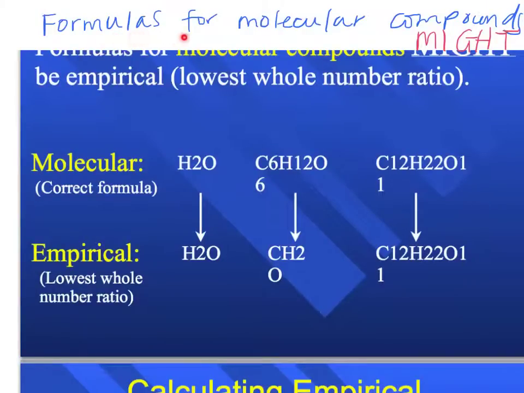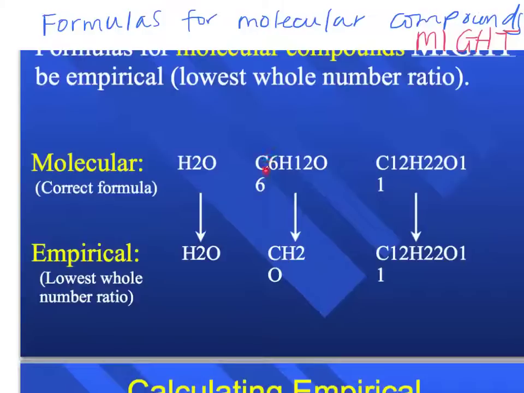So another thing to know is that formulas for molecular compounds might be the empirical formula, but sometimes it might not be. So for example, here's water. You can't reduce water any further because it's a 2 to 1 ratio. You can't take 1 and divide it by itself. It won't be a whole number anymore. And so our molecular formula is our empirical formula.